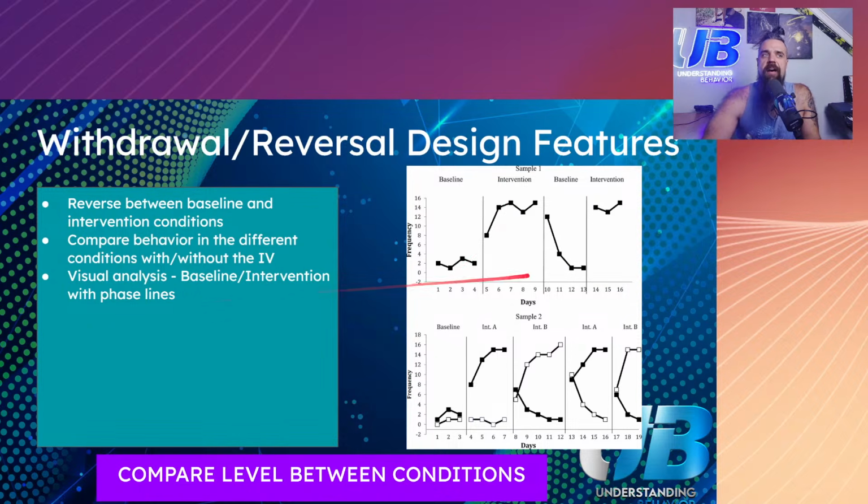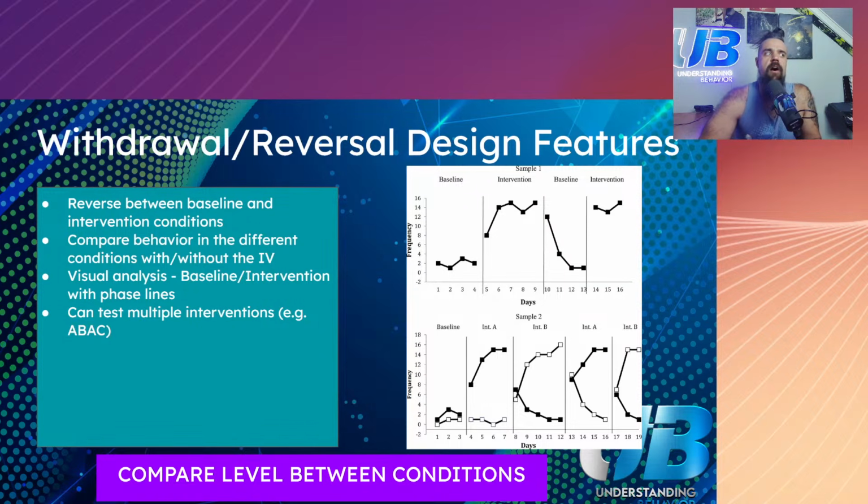Once again, for visual analysis, a couple of key things that you want to look for. First are going to be those phase change lines. And then all withdrawal designs are going to have some kind of baseline or control condition, so look for that baseline condition. One more feature is that one of these conditions, either baseline or intervention, is going to occur more than once. So if you only see one baseline, it doesn't necessarily mean that it is a withdrawal design. But if we see intervention twice, or if we see baseline twice, then that is a pretty good indicator that we're working with a withdrawal reversal design here.